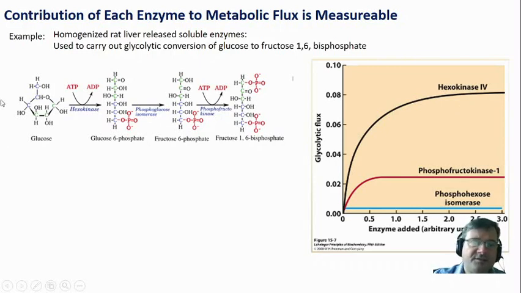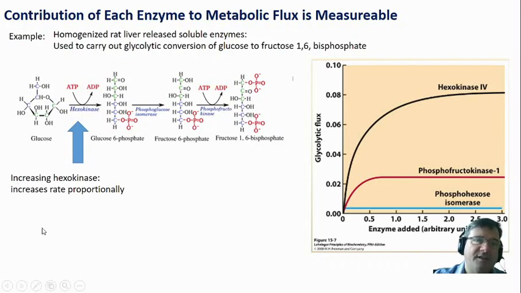So hexokinase is the first enzyme in our metabolic pathway, and we can see that as we increase enzyme concentration, the glycolytic flux shoots up. So it is proportional. The more enzyme we add, the greater the flux. So increasing hexokinase increases the rate proportionally.